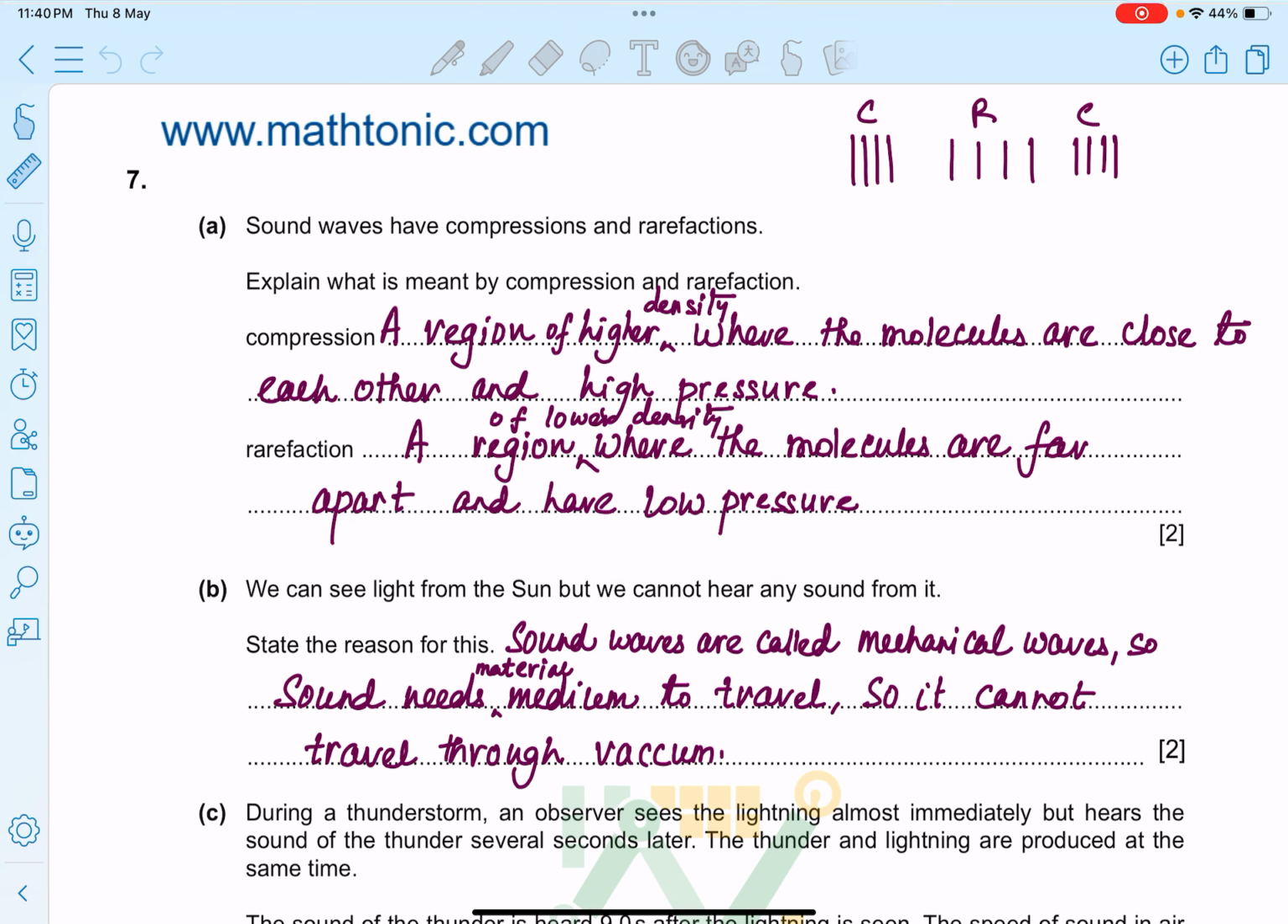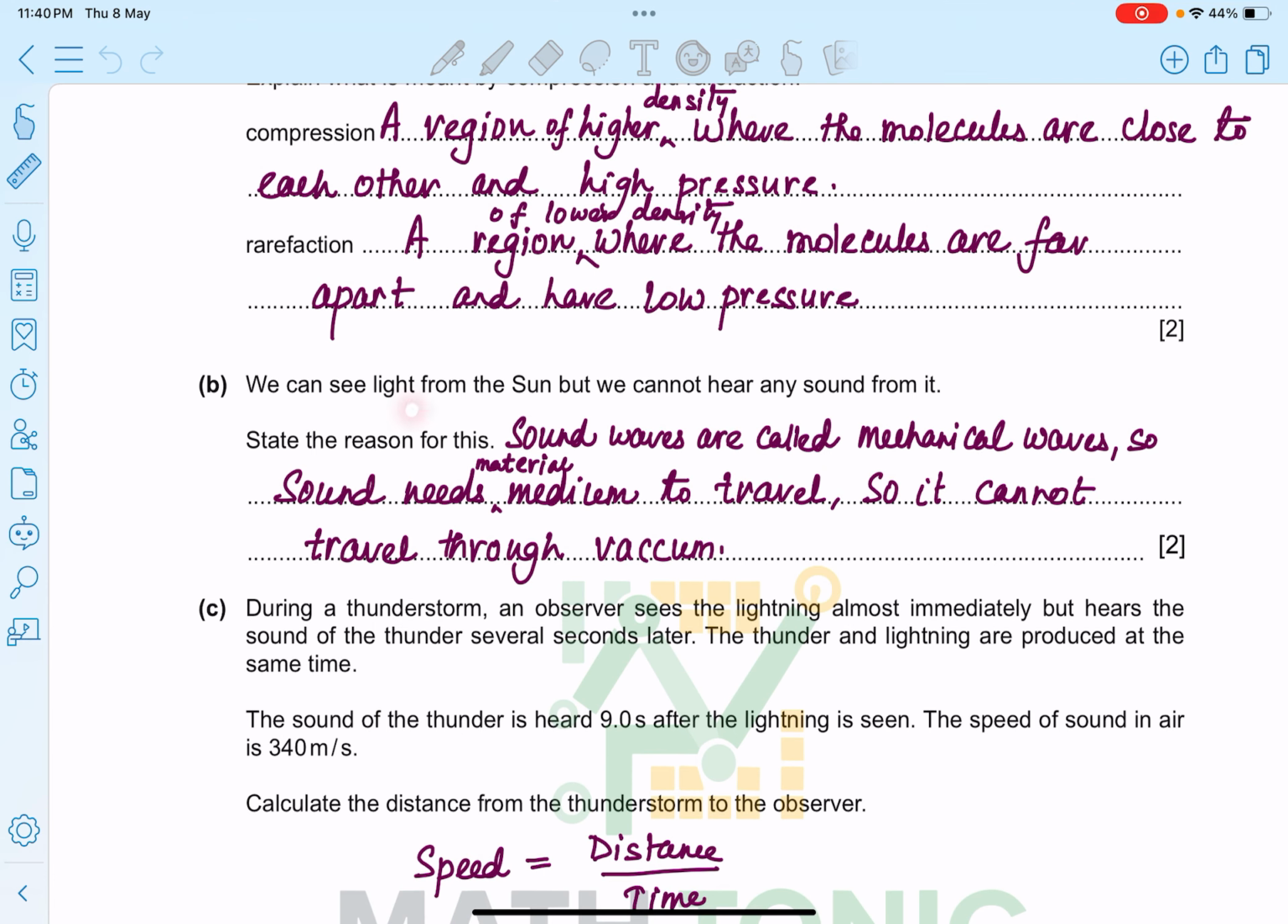Simple. Got it? We can see light from the sun, but we cannot hear any sound from it, right? State the reason behind it. See, simple. Sound waves are mechanical waves, so sound needs a material medium to travel. It cannot travel through vacuum. That's why we cannot hear any sound from it.